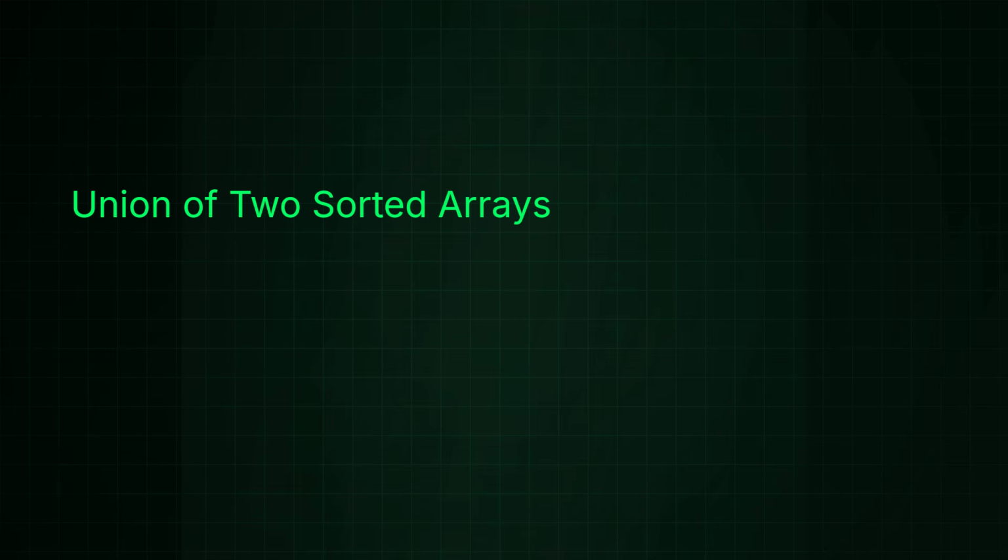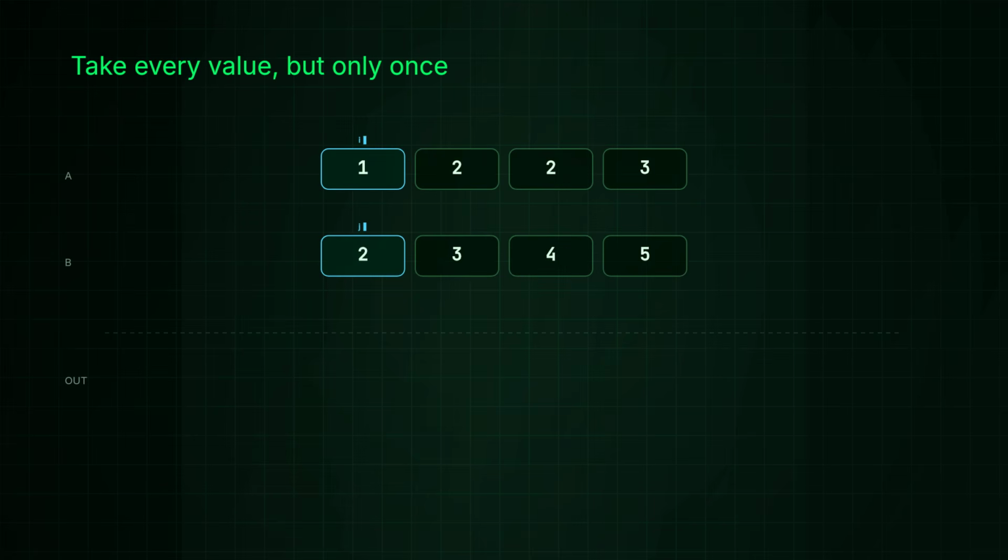Union of two sorted arrays. Take values from both sorted arrays but keep each value once. Take every value but only once. Choose in sorted order and skip any value already at the end of the output. The two pointers always mark the smallest values we have not processed yet.